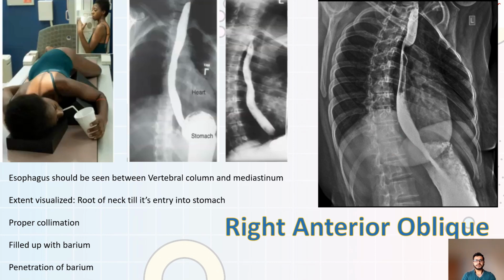Okay, if it is an anteroposterior view, if the patient is not in an oblique position, then the esophagus is seen to superimpose on the cervical spine, which is not desirable. It should be on either side of the cervical spine.